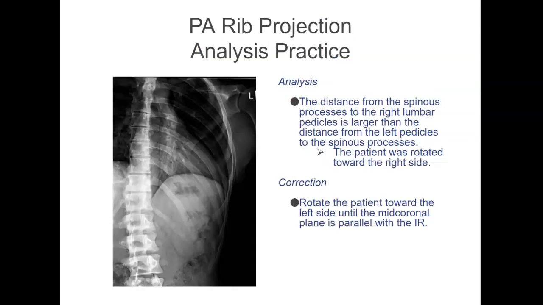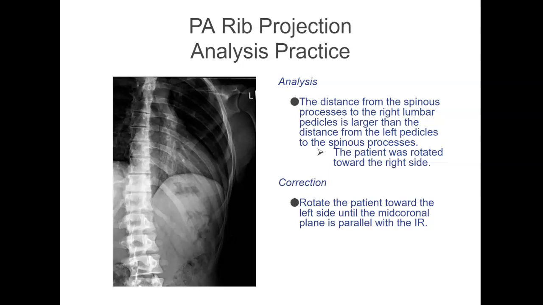Let's move on to our practice analysis. In this PA rib practice analysis, let's take a look at this. Obviously, this is supposed to be an image of the lower ribs. I will say they could have collimated and done a little bit better two-part IR. But this is more about positioning, so let's talk about the positioning.